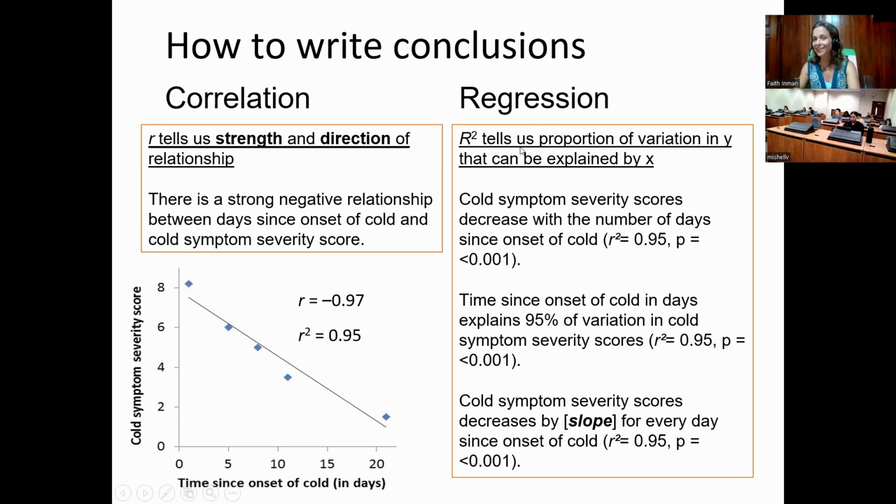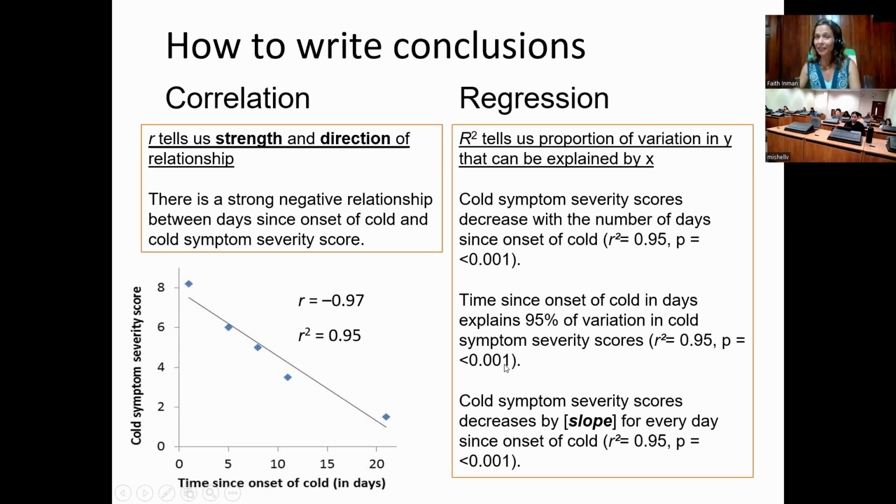Now, the regression tells us something slightly different. Remember, R squared tells us the proportion of variation in Y that can be explained by X. So we can say cold symptom severity scores decrease with the number of days since onset of cold, R squared 0.95, P less than 0.001. Oh, you can get a P value for correlation, but most of the time you're just looking at the strength and direction. Or you could say time since onset of cold in days explains 95% of variation in cold symptom severity scores. And again, you put your R squared and your P value.